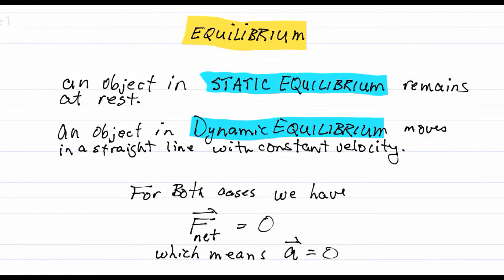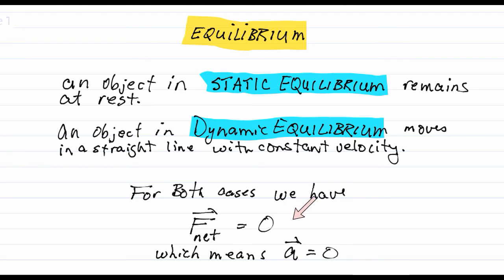In this video I'd like to talk about equilibrium, and we have two types. The first is static equilibrium, and an object in static equilibrium remains at rest, so it has no velocity or acceleration. And the second type of equilibrium is dynamic equilibrium, and an object in dynamic equilibrium moves in a straight line with constant velocity. For both of these cases, the net force acting on the object is zero.